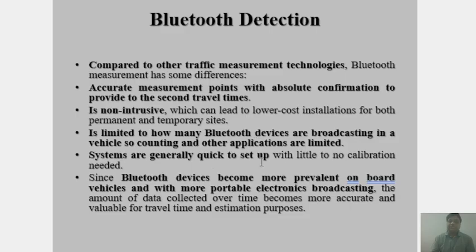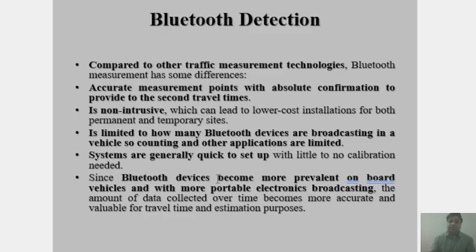Basically it is a quick startup with no calibration needed. In order to start any sort of recording, we basically go for calibration. Calibration is nothing but setting your instrument to some specific count, such that whatever readings we are taking will be in the correct form. Here for Bluetooth we don't require any sort of calibration. If you just switch on the Bluetooth, it starts capturing the travel time data or OD data, that is, origin and destination matrices.